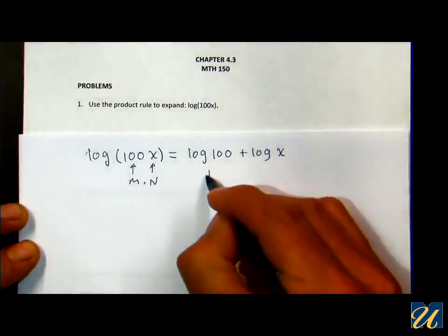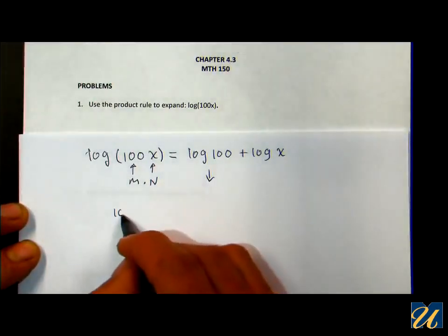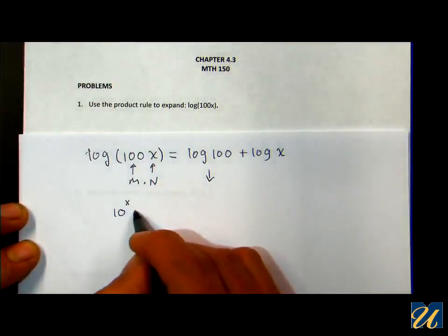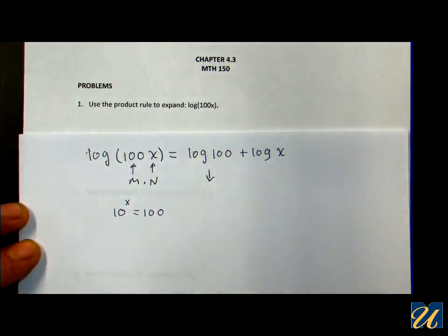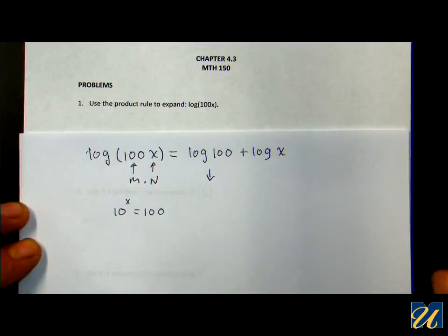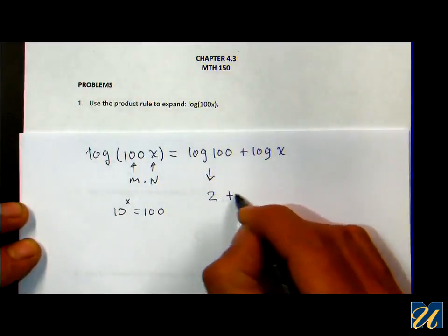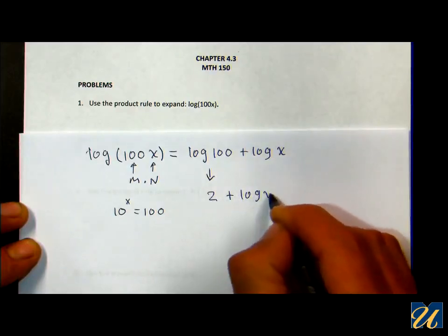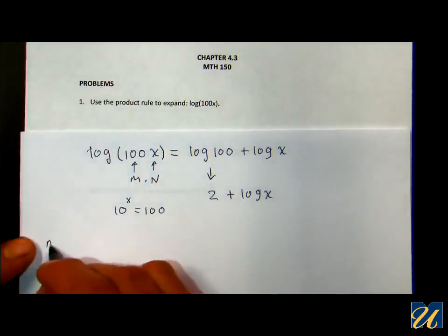But the log of 100 means the base 10 to what power equals the number that you take the logarithm of. And so that exponent there would be 2. So log of 100 is 2. So 2 plus log of x would be our final answer. Let's add to that new.